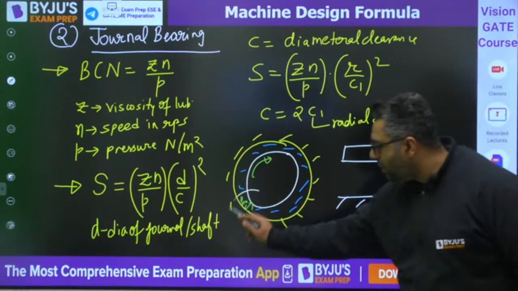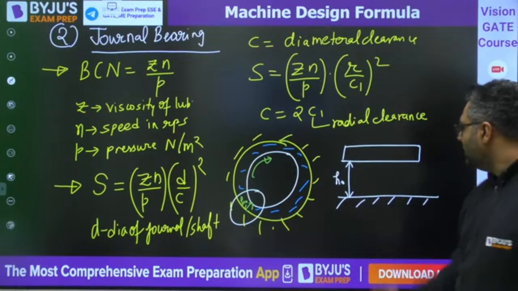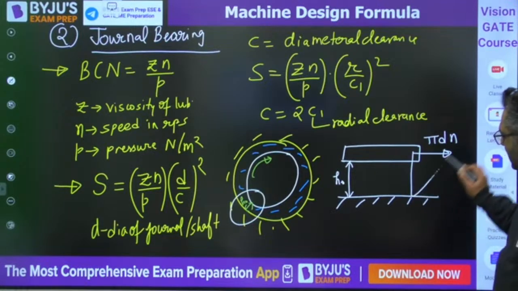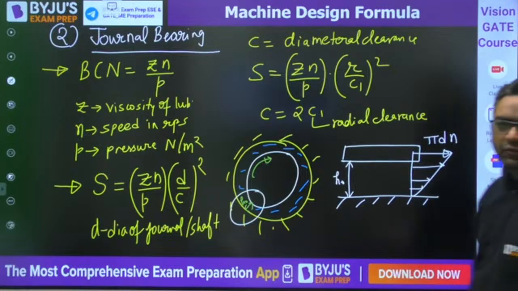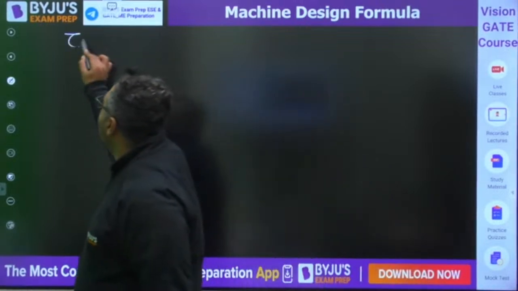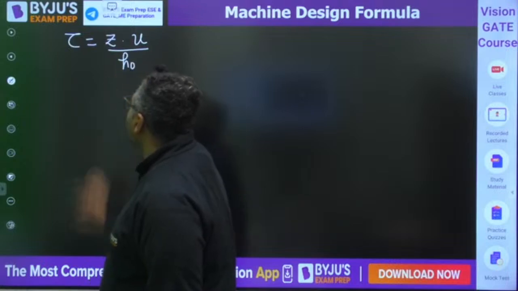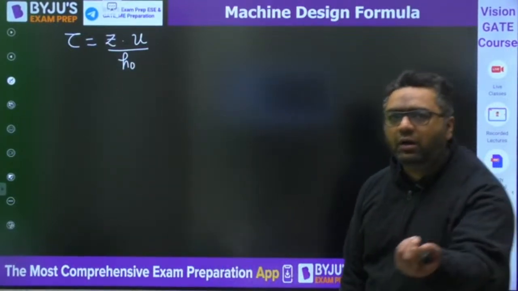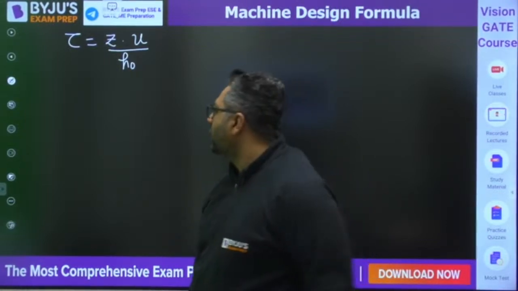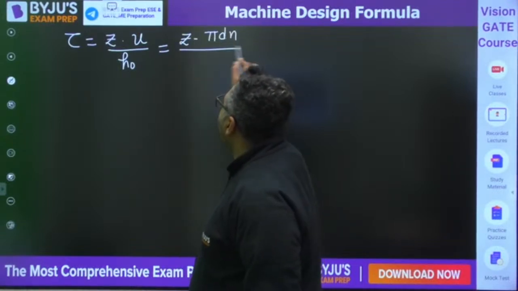So we have taken this part in the zoomed way. This is h naught. This is moving with the velocity pi D N, and velocity varies linearly, like we know from fluid mechanics. We assume tau equals mu times du by dy. So we would write tau as Z times U by Y. Here h naught will be C1, the radial clearance, if it is hydrostatic. For hydrodynamic it is h naught, for hydrostatic it is C1. Then you can also write it as Z into pi D N by h naught.